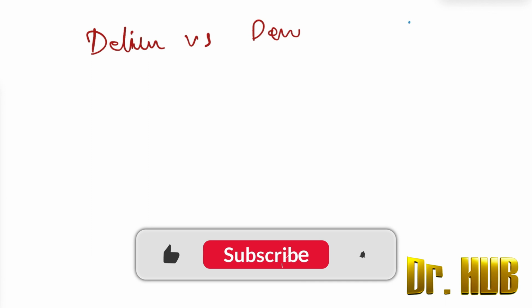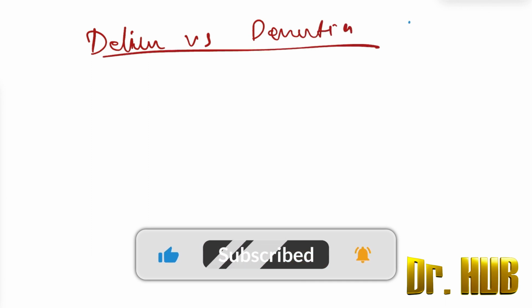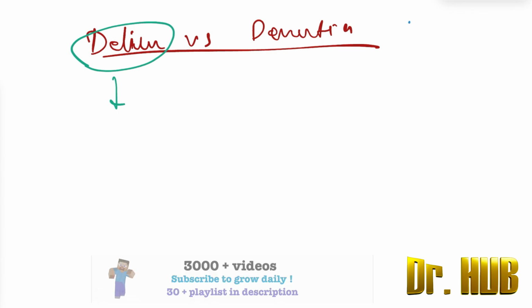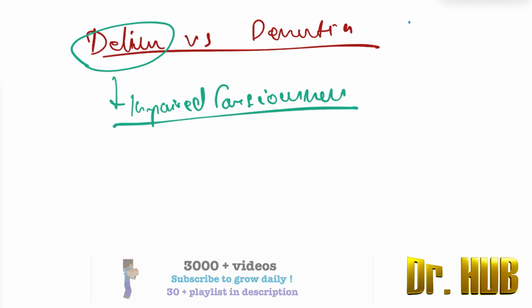In this video, we'll be comparing delirium with dementia. First we'll be focusing only on delirium and then we'll move on to dementia. So let's talk about delirium. Delirium's hallmark presentation is impaired consciousness. That is the main feature.